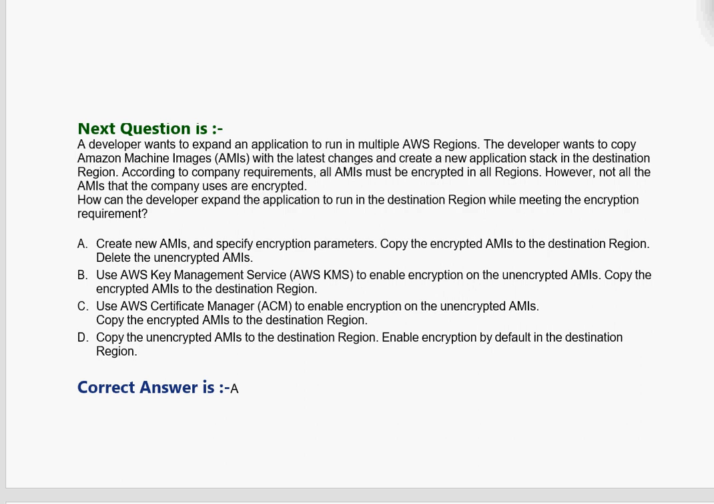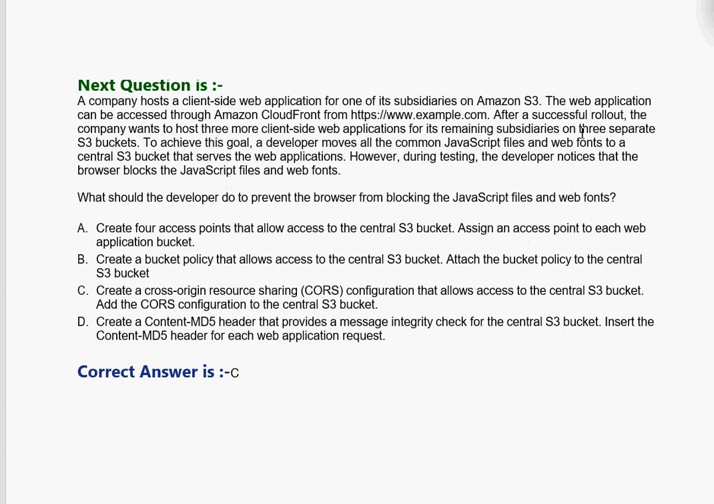Option C, use AWS Certificate Manager, ACM, to enable encryption on the unencrypted AMIs. Copy the unencrypted AMIs to the destination region. Option D, copy the unencrypted AMIs to the destination region. Enable encryption by default in the destination region. Correct answer is A.